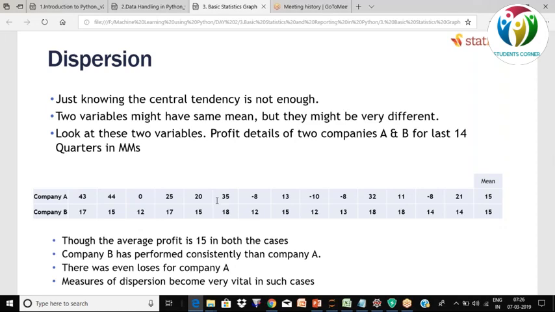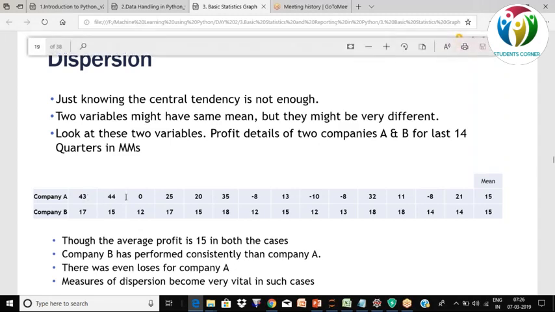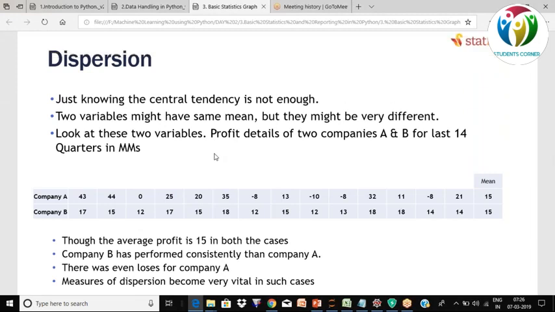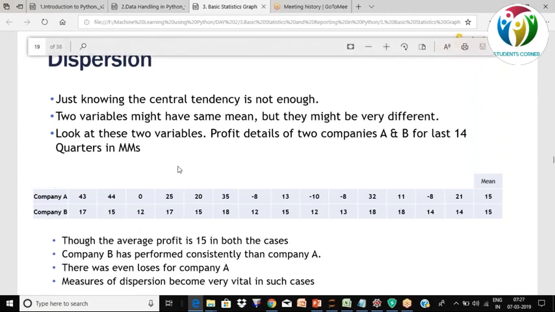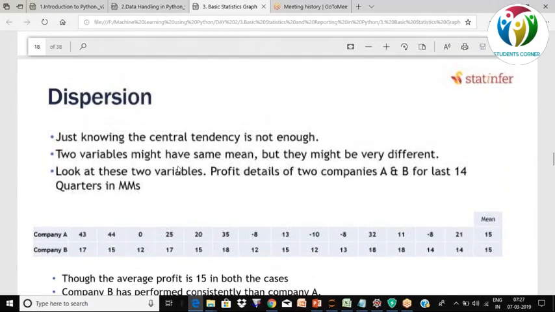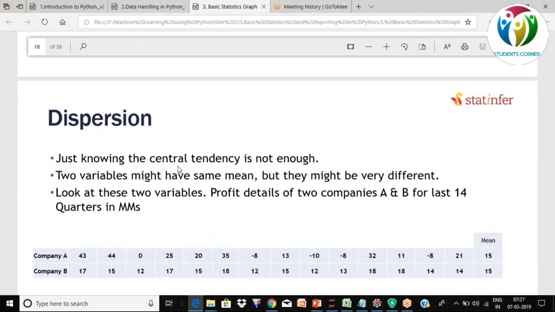So let me ask a question here. Based on these different stock prices on different dates, which stock will you be purchasing, the stock of company A or company B? What do you think? Which stock will you be purchasing? Anusha is saying company B. Anyone?